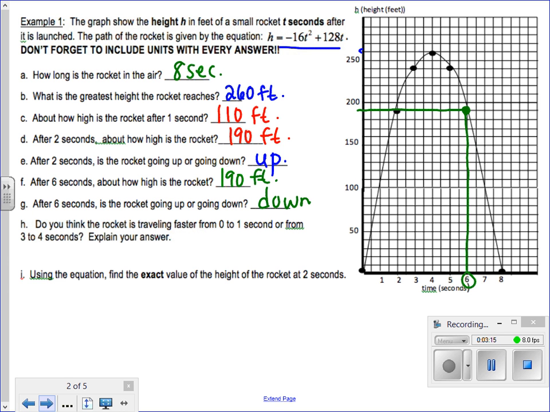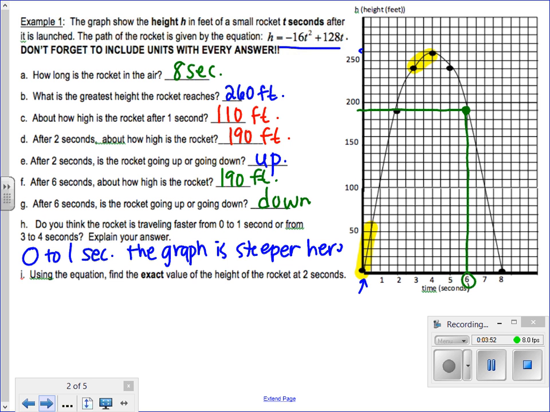Now, do you think that the rocket is traveling faster from 0 to 1 seconds, so from 0 to 1 right there, or from 3 to 4 seconds, which is this portion of the graph right there? I would say that it's traveling faster from 0 to 1 second because the graph down here is steeper than the graph at the top from 3 to 4 seconds, and steeper means faster. So I would say the graph is steeper here. Steeper means faster when we're doing word problems.